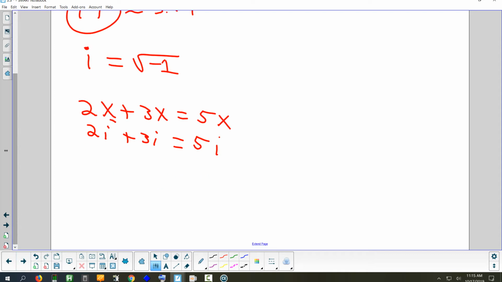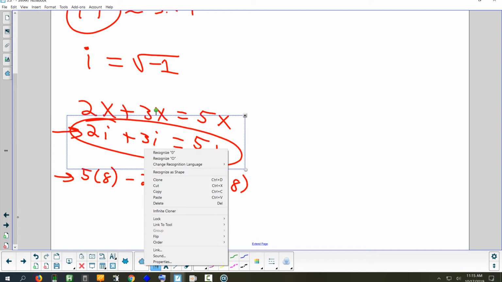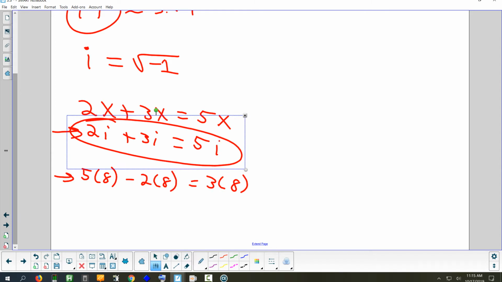All right. So what you're doing right here, and this is, again, going to be a little weird, is kind of like doing this. Let's say you had 5 copies of 8 and you subtracted 2 copies of 8. That would leave you with 3 copies of 8. So if you do this out, you would get 24. This is what you're really doing right here: 2 copies of i plus 3 copies of the number i gives you 5 copies of the number i. That's basically what you're doing.